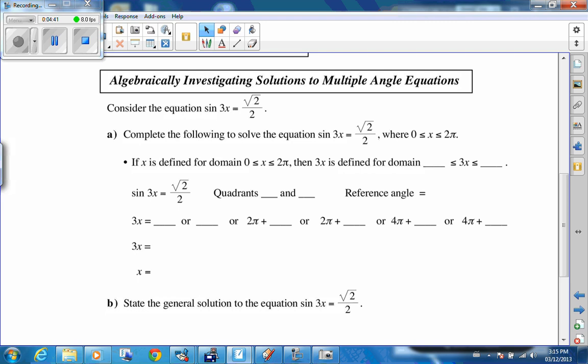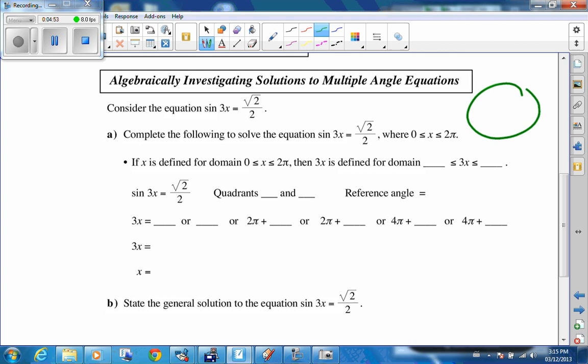So this is another algebraic one to solve. All we do is go through the first part the same way we always have. So for √2/2, I just look at my unit circle, and it's going to be here and there. So my solutions are going to be pi quarters and 3 pi quarters. But then if we divide those by 3, I'm only going to get some of the answers in my domain. Remember, if I were to look at sine x equals root 2 over 2, it would look like this, and there's my answers.